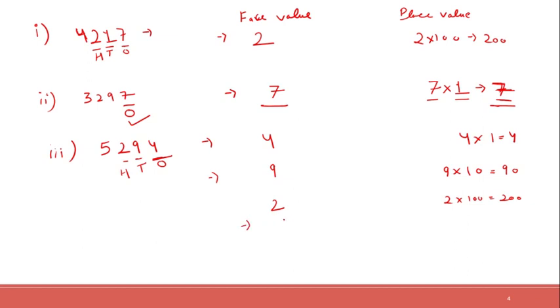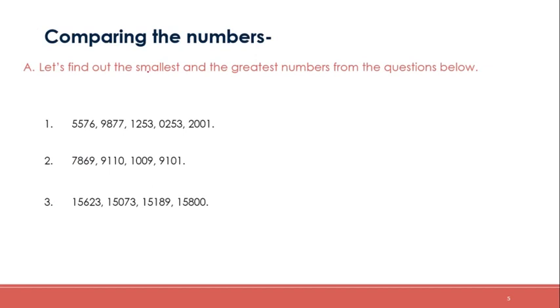Again, in the case of 5, the face value of 5 will be 5 only, but the place value of 5 will be 5 into 1000. Why 1000? Because ones, tens, hundreds, then comes 1000. So 5000. I hope this is clear to you guys. So let's come to the questions.